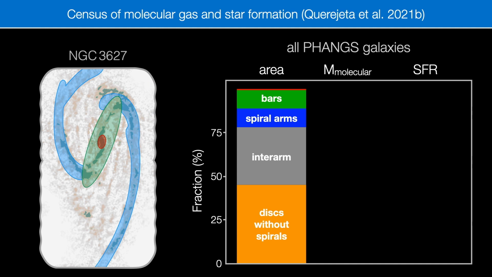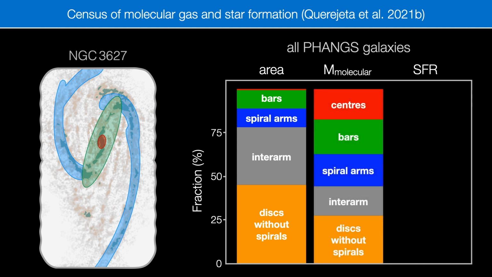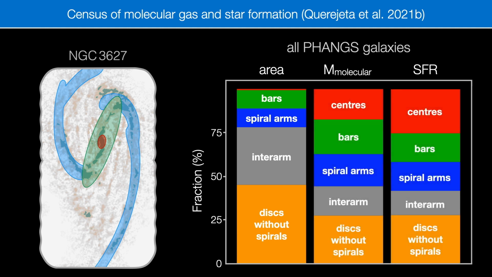When adding up the emission contained in these masks across all PHANGS targets, we see that centers take a tiny fraction of the area, while most of the area is covered by interarm and disks without strong spirals. However, in terms of molecular gas and star formation, they are quite evenly distributed across the environments.